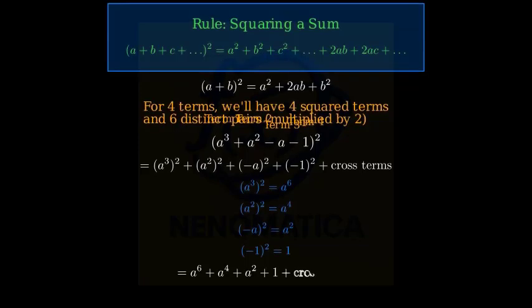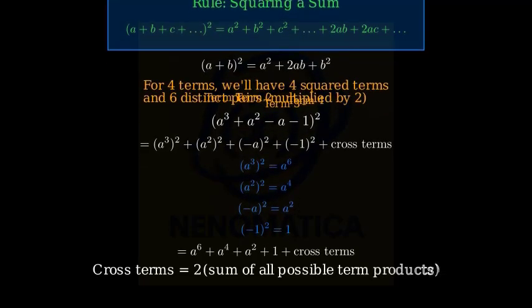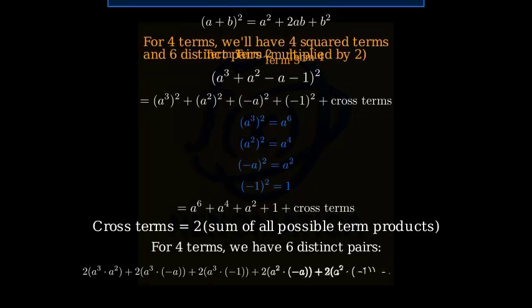So the sum of all squared terms is a to the 6th plus a to the 4th plus a squared plus 1. Now we need to find all the cross terms, which are twice the product of each pair of terms. With 4 terms, we have 6 different pairs that we need to multiply, and then multiply each product by 2. Let's identify these pairs systematically. Let's calculate each of these cross terms one by one.